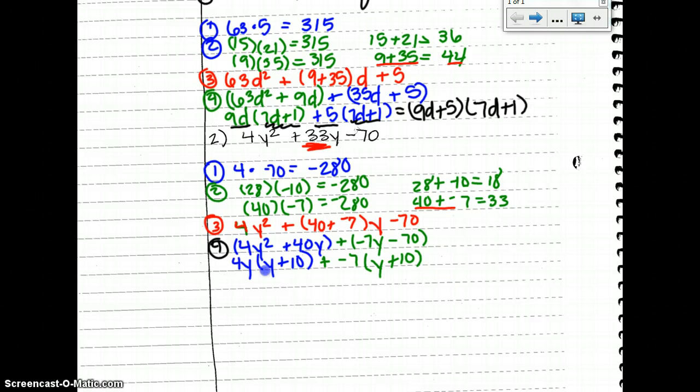Okay, we have y plus 10 in common. We're left with the 4y plus a negative 7, which is the same as 4y minus 7. And this is our final answer.